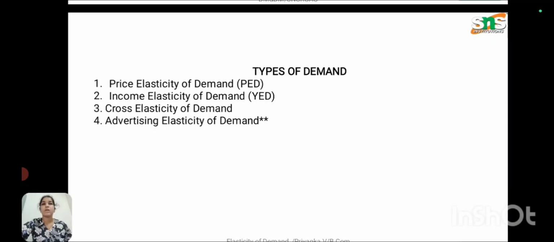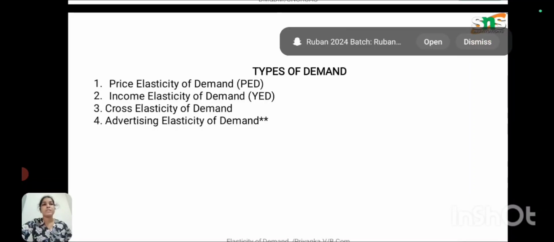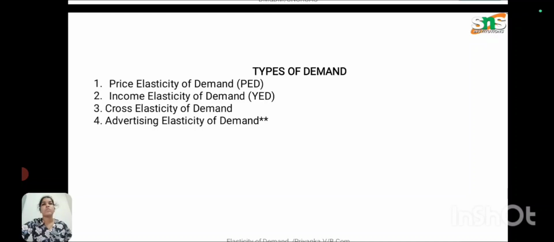The third one is the cross elasticity of demand. This type explains how the demand for one product changes when the price of another related product changes. For example, tea and coffee are substitute goods. If the price of tea increases, some people may shift to coffee, so the demand for coffee rises. On the other hand, goods like car and petrol are complementary goods. If the petrol price increases, demand for cars may fall. So this is called cross elasticity of demand.